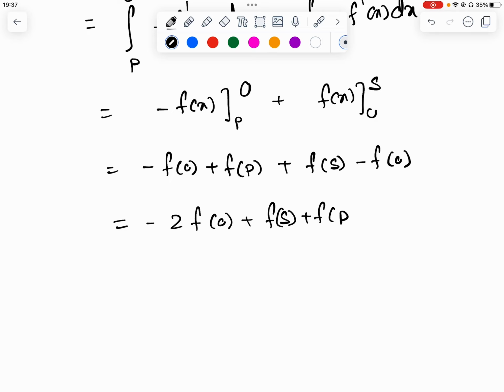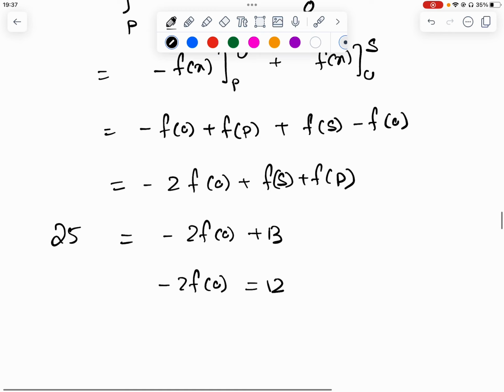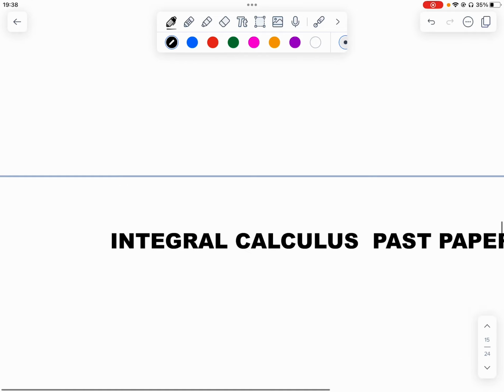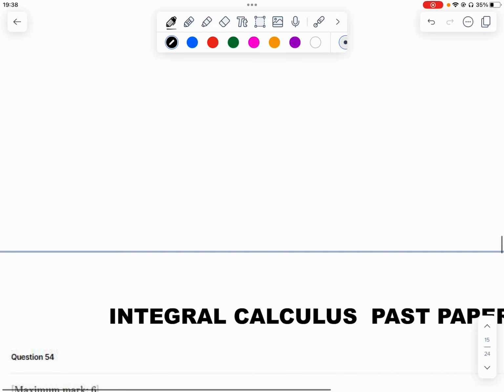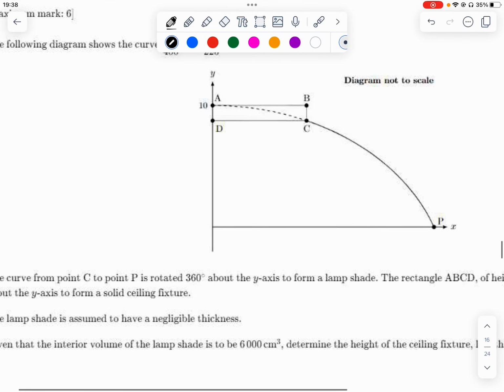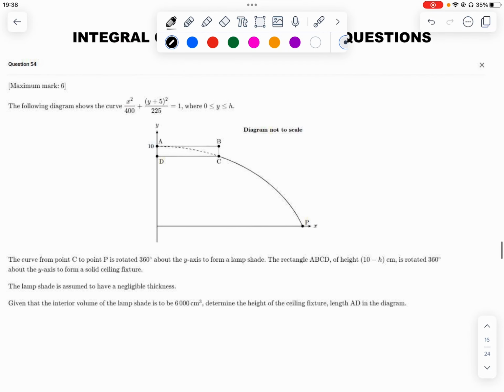But f of s plus f of p, how much has been given? 13. And this total area is 25. So minus 2f of 0 plus 13 equals 25. So minus 2f of 0 is going to be 12. So what is f of 0 going to be? Negative 6. That's going to be the answer. Now that completes question number 53. Now come to question number 54.